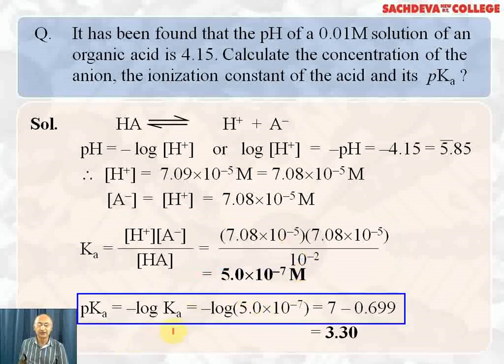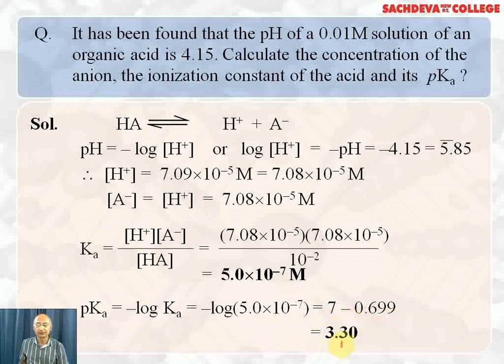pKa will be minus log of Ka, minus log of 5 into 10 to the power minus 7. 7 minus log 5, which is 0.6990. So pKa comes out to be 3.30.